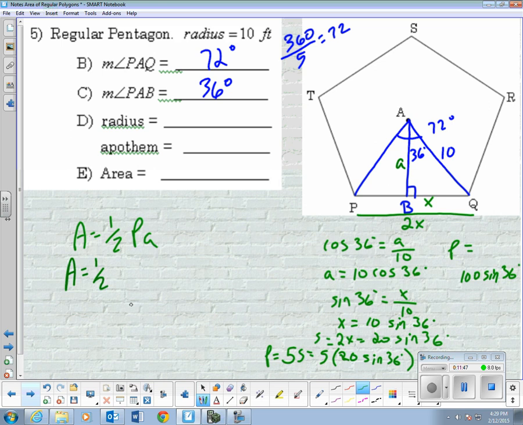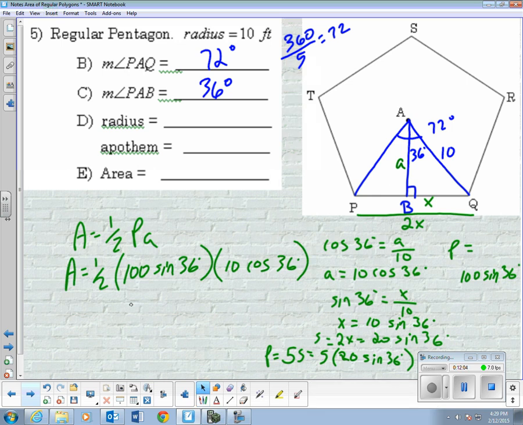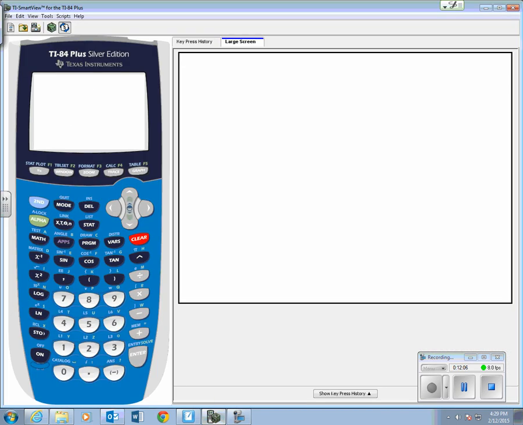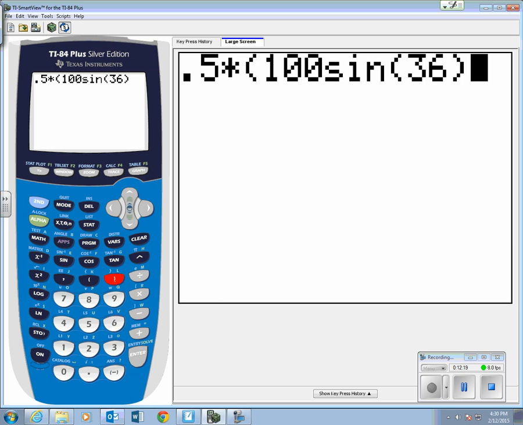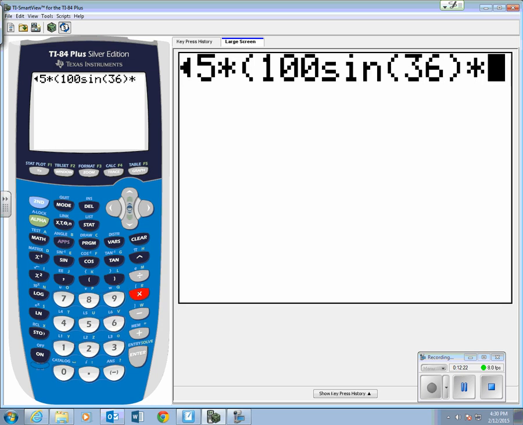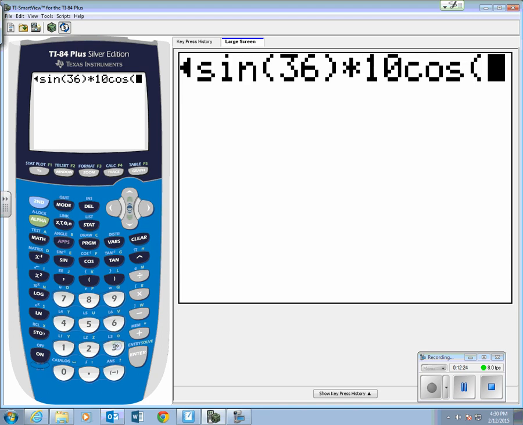Area equals 1/2. My perimeter is 100 sine of 36 degrees times my apothem, which was 10 cosine of 36 degrees. Now, I can do a little simplifying here if I wanted to, but I'm actually just going to leave it like that. Now it's time for the calculator. So we take our calculator. We got 0.5 times parentheses 100 times the sine of 36, close that up, times 10 cosine of 36.